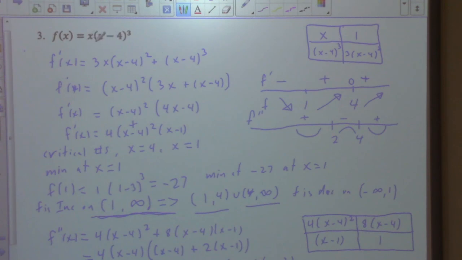So if we put in 2, we get 2 times 2 minus 4 cubed. What's 2 minus 4? Negative 2. And that cubed is negative 8. So 2 times negative 8. So one of our points of inflection would be (2, negative 16). Is that right? And if we plug in 4, we would get 0, right? And so we'd also have (4, 0). So those would be points of inflection.